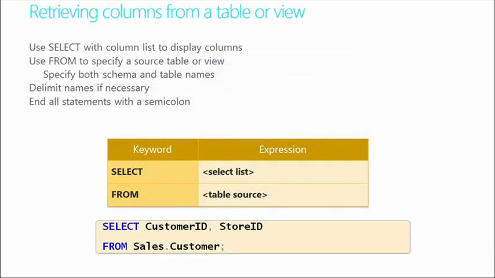Here we're looking at retrieving columns from a table. We can actually use select customer ID, store ID from sales.customer. So we're identifying the table, the object, and the schema for that object. This is about as basic as you can get. Well, you can get a little bit more basic. Instead of identifying the columns, you could swap out the column names and put an asterisk in there. That's the most basic select statement you can write: select asterisk from table name.